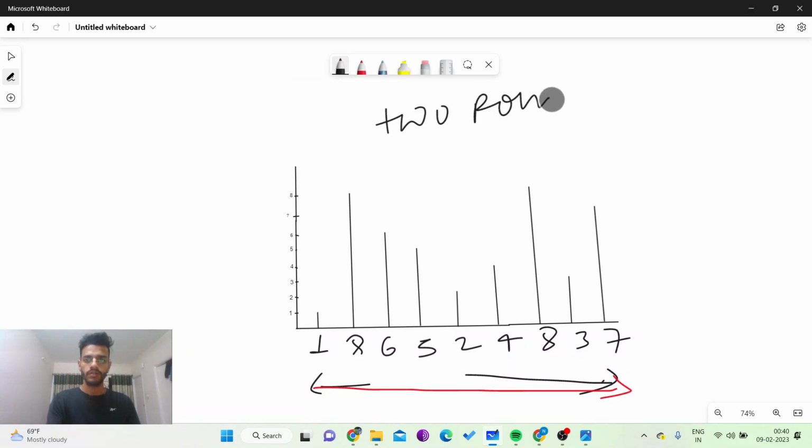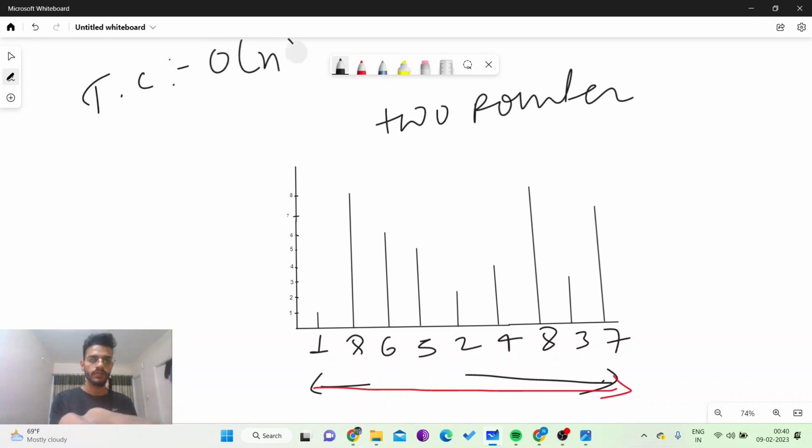Two-pointer. The time complexity is O of n, and we are going to do it by the two-pointer approach.